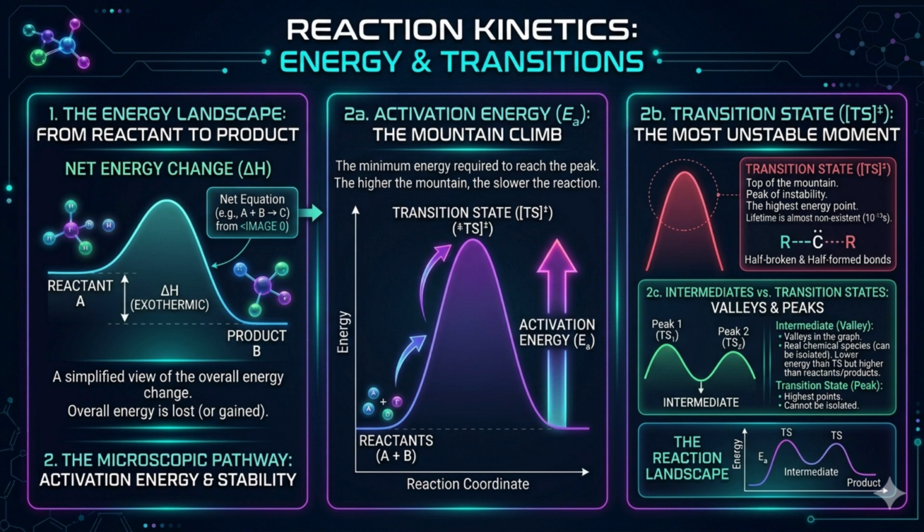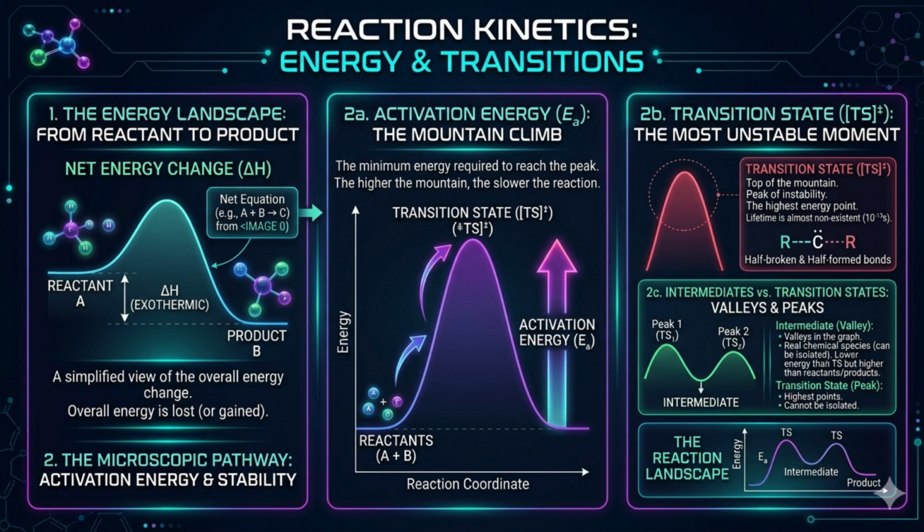Let's break down the energy landscape of a chemical transformation. The net change. Look at the first panel, the energy landscape. Every reaction has a starting line, the reactants, and a finish line, the products. The difference between them is the net energy change, or delta H in this view. If the products end up lower than the reactants, energy is released. It's the big picture of the reaction, but it doesn't tell us how hard the journey actually was.